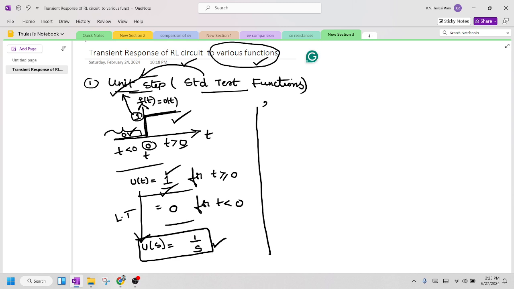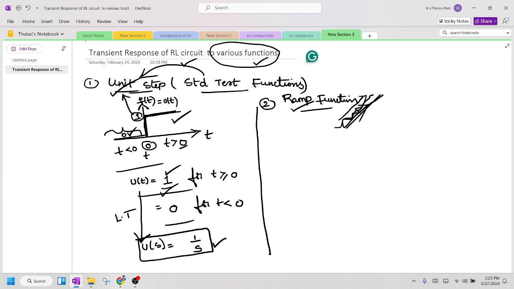Let's try to define the second test function, which is nothing but the ramp function. The name itself, ramp, means something like what you can see in shopping malls, where you have some sort of ramp like this. Through this you can walk. So anything which has some sort of slope is called a ramp function. Let's try to see how this function exists.